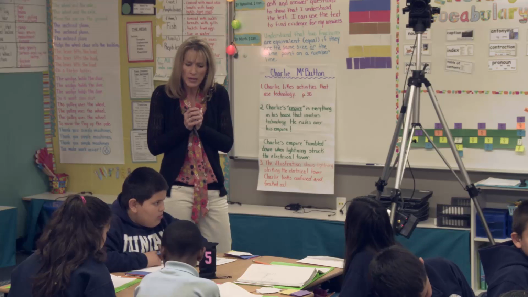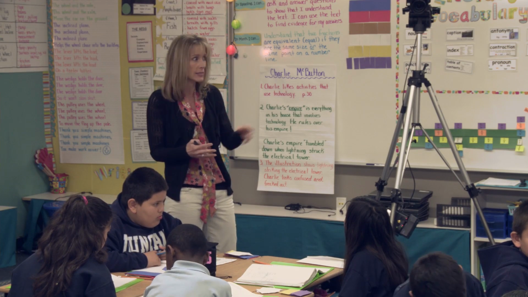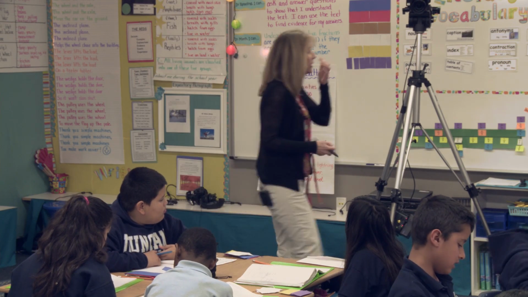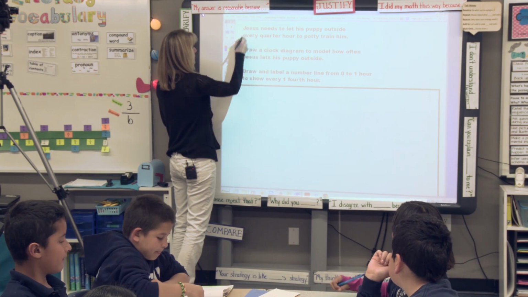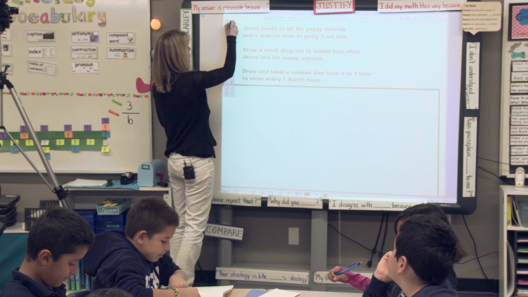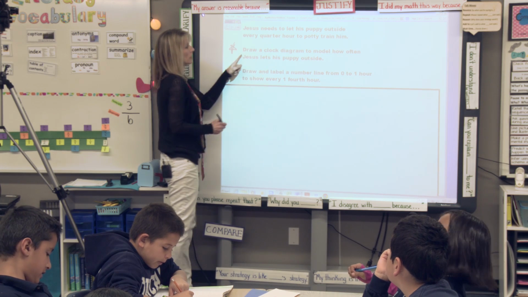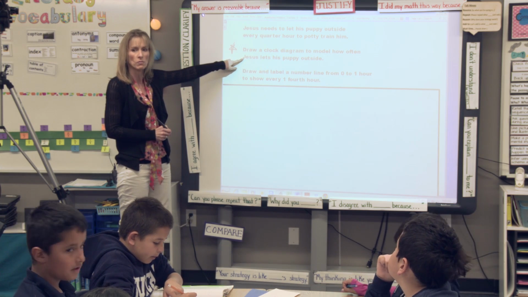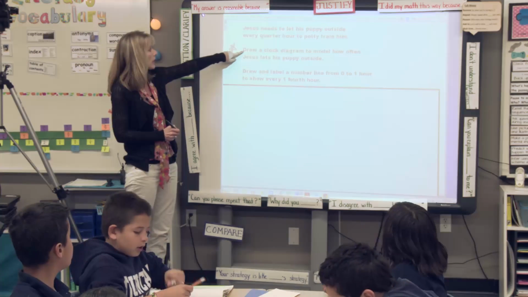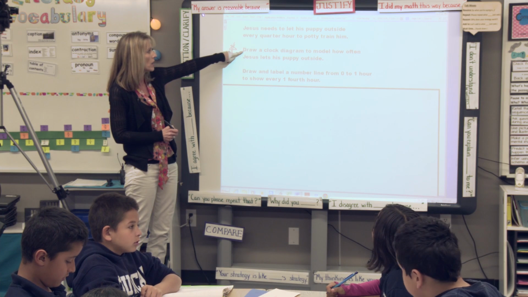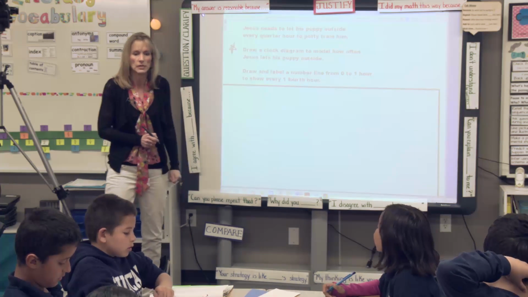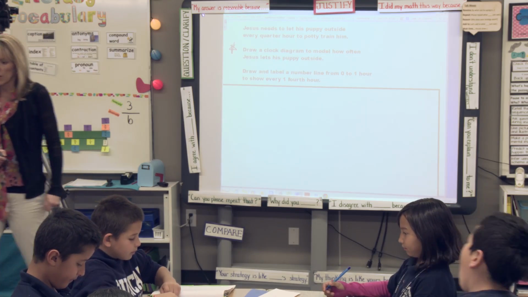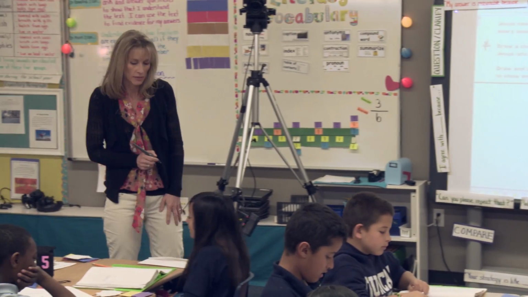Now, it's a little bit different because your task and my task is a little different. I'm going to put a little star right here about what I would like you to do first, just because ours are a little different. Okay, so let's read this one more time. Draw a clock diagram to model how often Jesus left his puppy outside. Are we ready to begin? Okay, you have 5 minutes. Go.